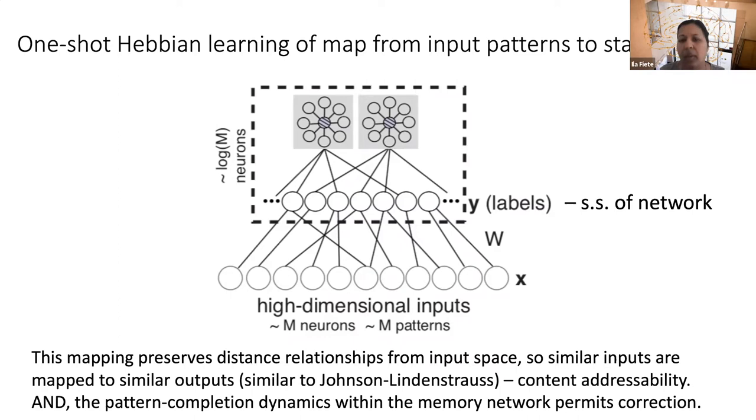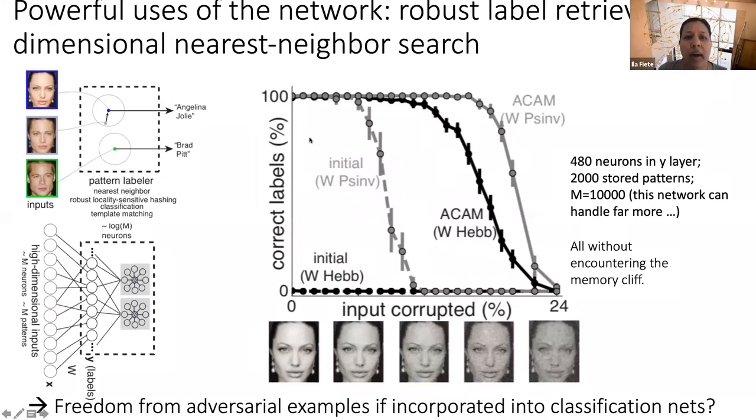Okay, and so just to show you then numerically the results, we can take the network, present it with a bunch of images that we associate through this feedforward Hebbian learning with the states in this memory network, and then we can present corrupted versions of these learned patterns, and look at the retrieval whether or not it's correct. And so we can look at the probability of a correct retrieval of labels, and we find that it's possible even up to something like 24% input corruption. It's possible with pseudo inverse learning to correct those kinds of errors and retrieve the right label for the given input. So this is like label retrieval.